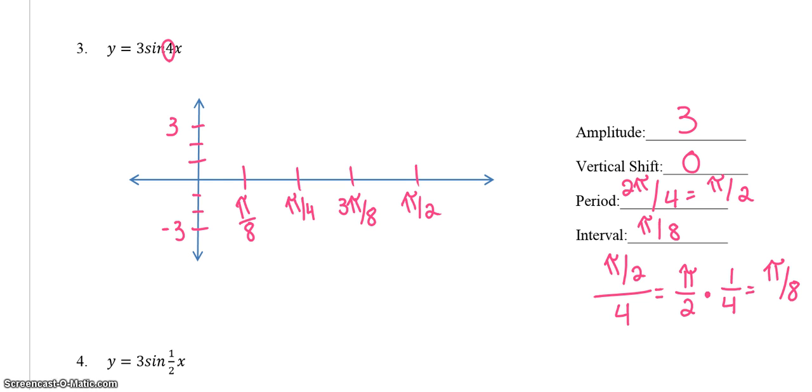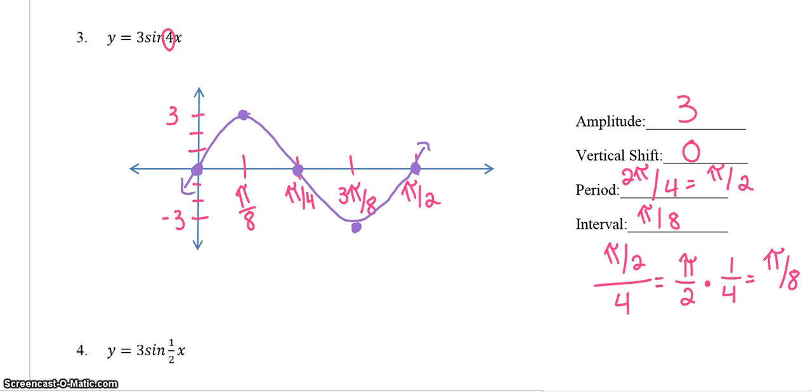So now we can go ahead and start our graph. It's a sine curve, so it's going to start at 0, 0. And then since it has an amplitude of 3, we're going to go all the way up to 3 here, back down to 0, -3, then we're going to end at pi over 2. And remember to add some arrows so you show that your graph keeps on going.